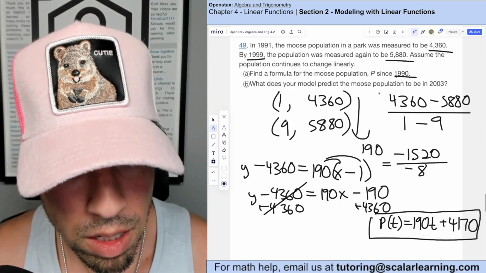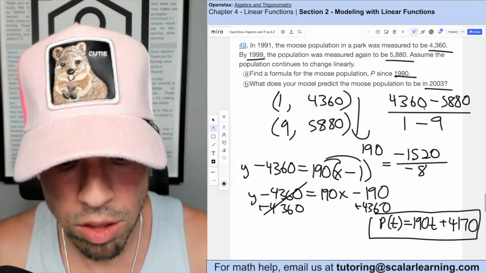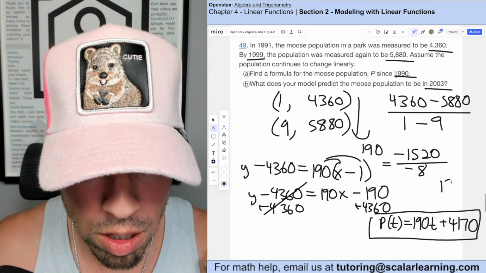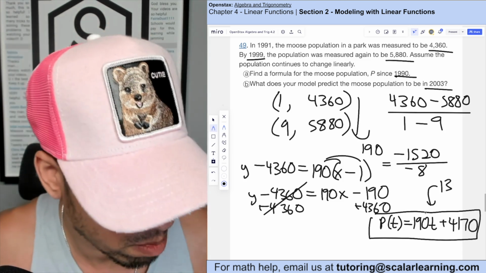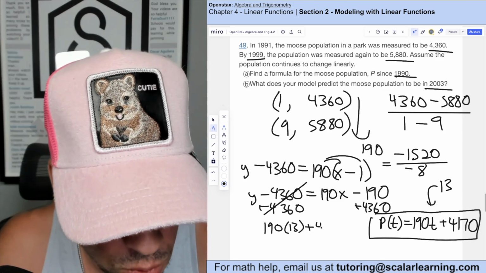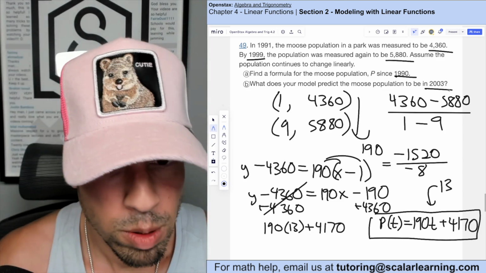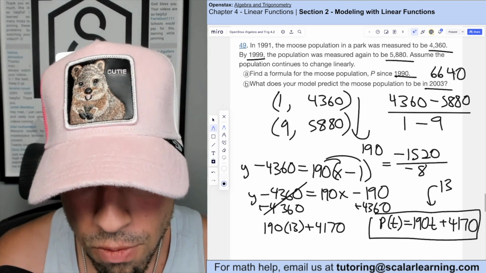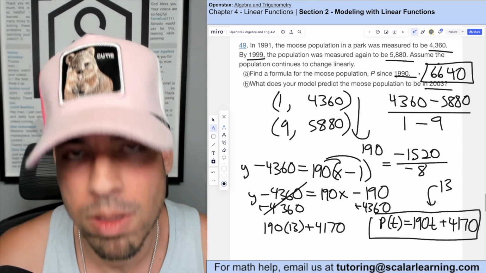For part B, it says, what does the model predict for 2003? So since 1990, that's 13 years from that point. So I'm going to plug 13 in for t for part B. So we'd have 190 times 13 plus 4170. And when we plug it in, we get 6,640 for the win. Boom, done.